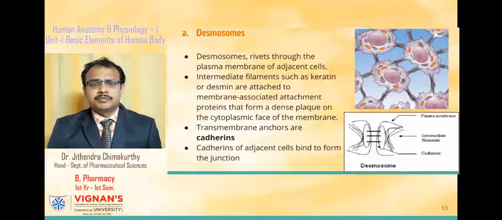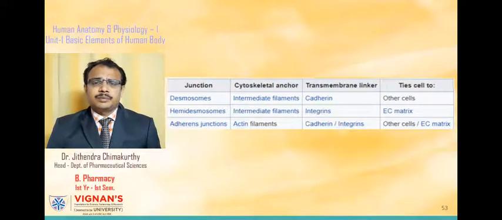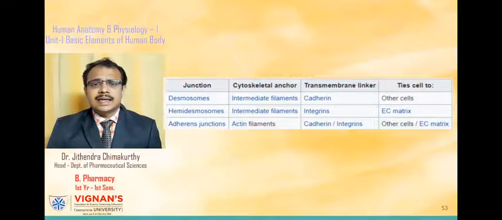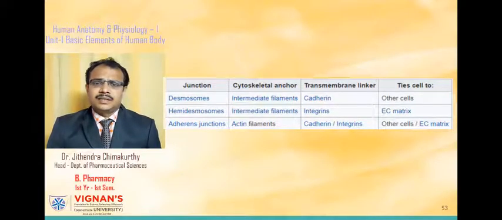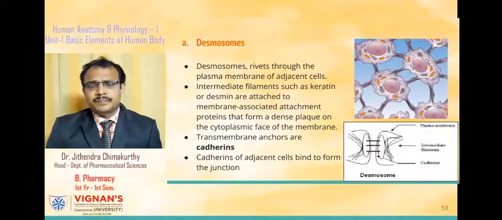Desmosomes rivet the plasma membranes of two cells which are adjacent to each other. In desmosomes, the transmembrane proteins are called adherents, whereas the intracellular proteins or the cytoskeletal anchor are called intermediate filaments. Intermediate filaments can be either keratin or desmin.